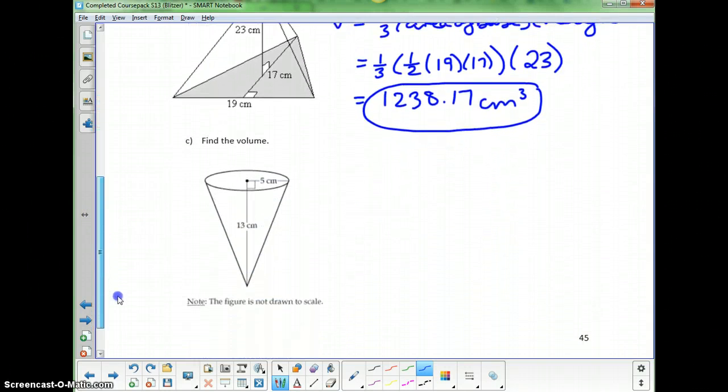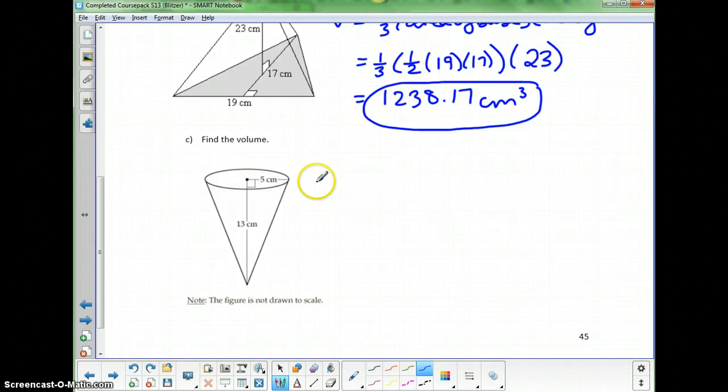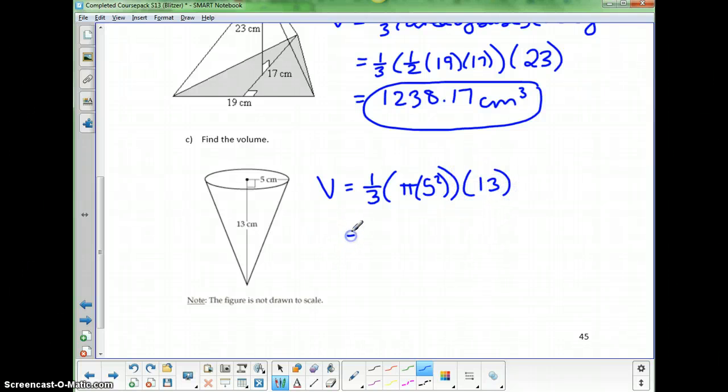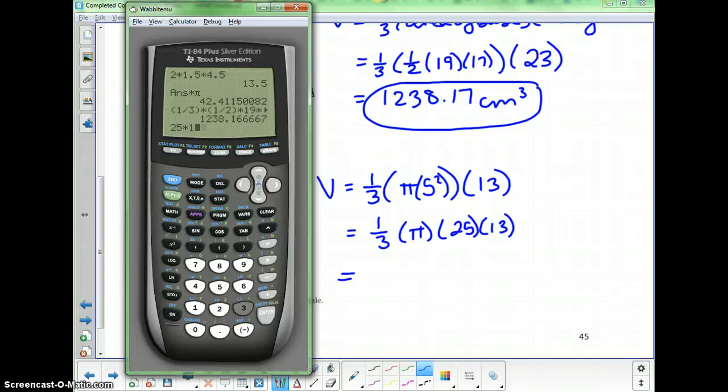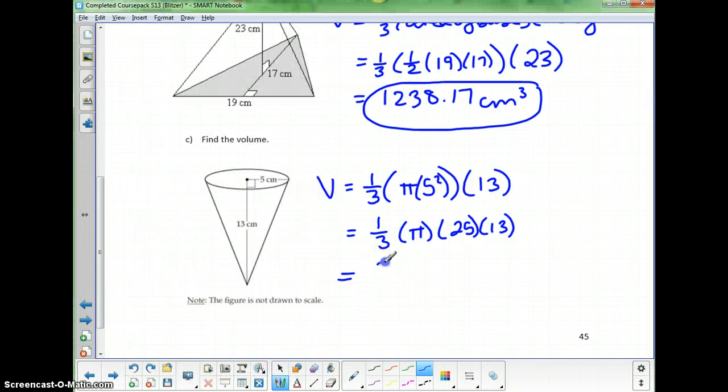Right, part C. This is a cone. It's upside down, but it's still a cone. So the formula for the volume is 1/3 times the area of the circle, which is pi r squared. R is 5. 1/3 pi r squared times the height, which is 13. The exact figure would be 1/3 times pi times 25 times 13, or 25 times 13 is 325.